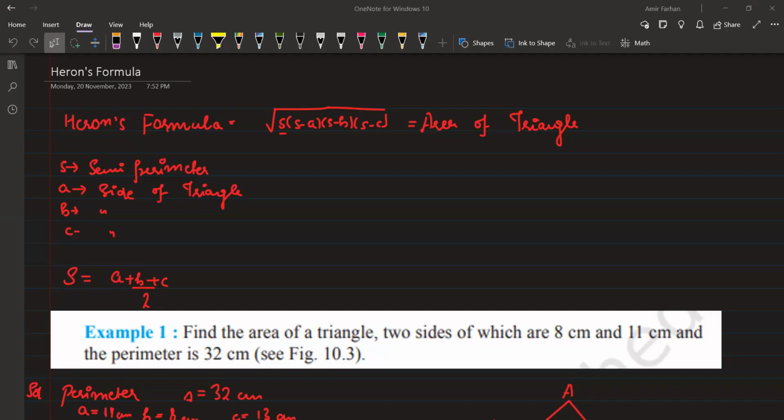The perimeter is given to you, that is 32. One side is not given, so you need to calculate it from the perimeter. Then you have to use Heron's formula to get the area.